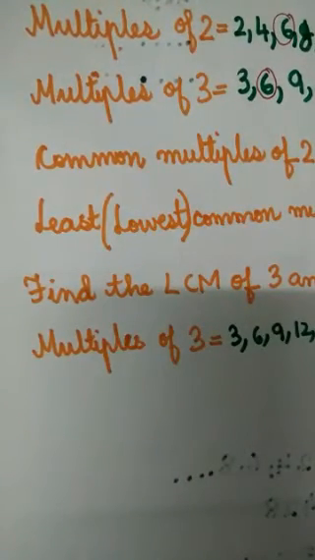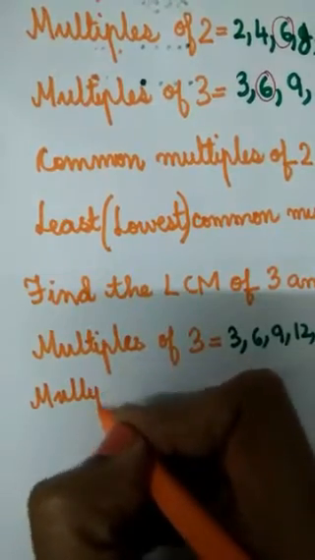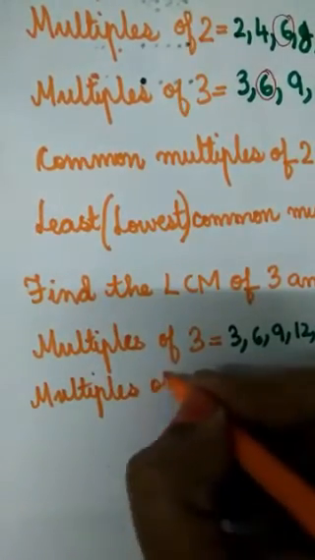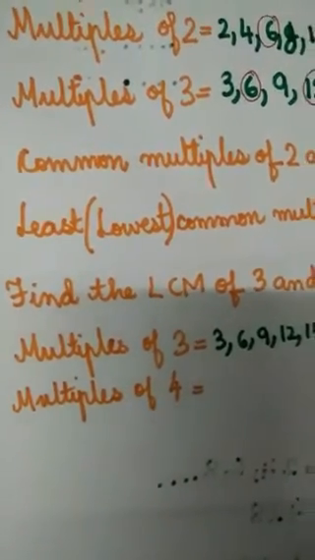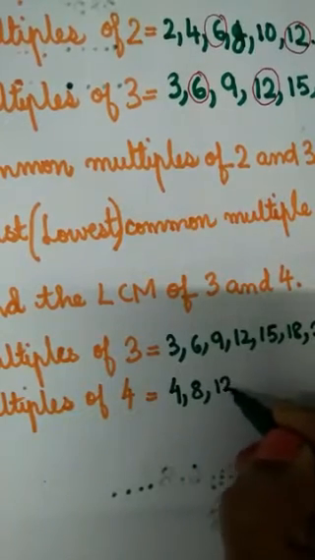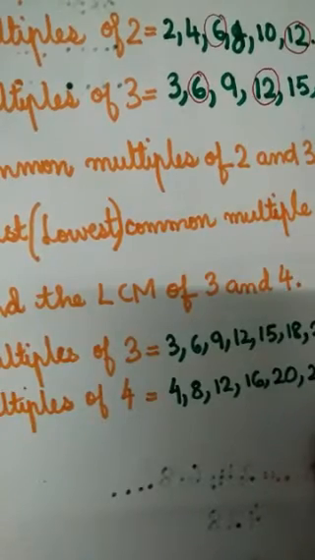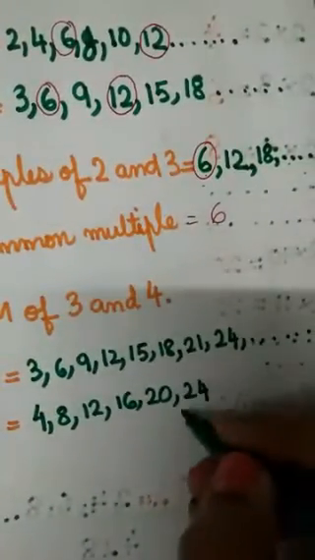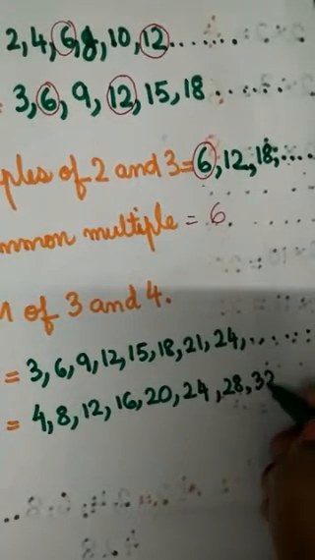Okay, then I have to write the multiples of 4. You have to write the table of 4. Okay, 4 1s are 4, 4 2s are 8, 4 3s are 12, 4 4s are 16, 4 5s are 20, 4 6s are 24, 4 7s are 28, 4 8s are 32, 4 9s are 36. And how long can it go? So I am putting a dot dot dot.